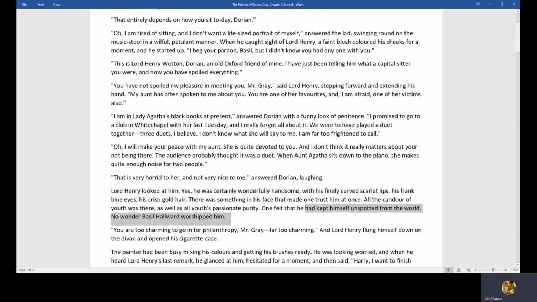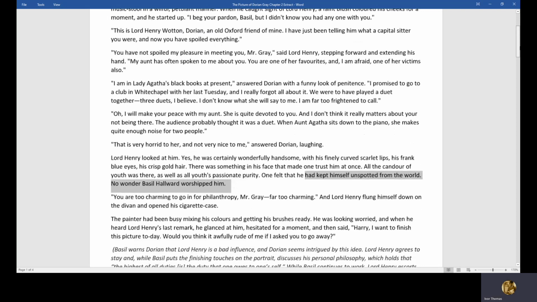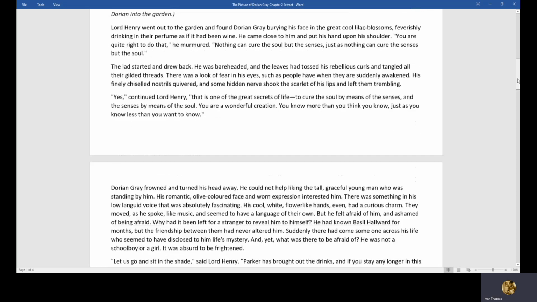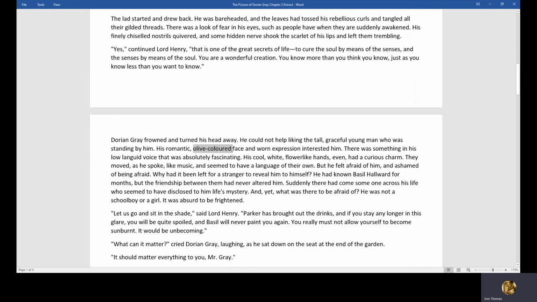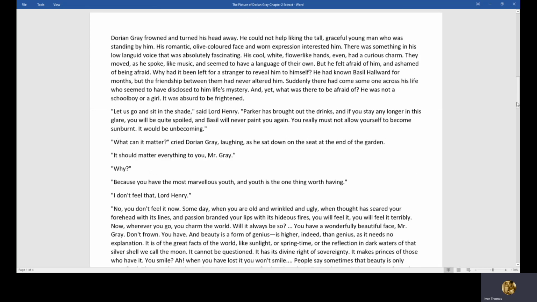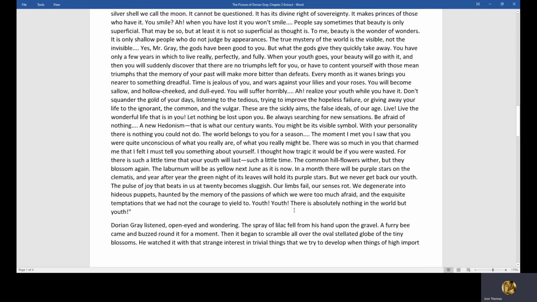How about Lord Henry then? Let's look at Lord Henry. Remember, he had the olive-coloured face, worn expression, flower-like hands. There's something to do with music, isn't there? He spoke like music, and he makes comments. If I was looking for something that captured the essence of Lord Henry, I could have chosen this: there's absolutely nothing in the world but youth. I'll show you a new hedonism. That's what our country wants, our century wants. I chose something along those lines.